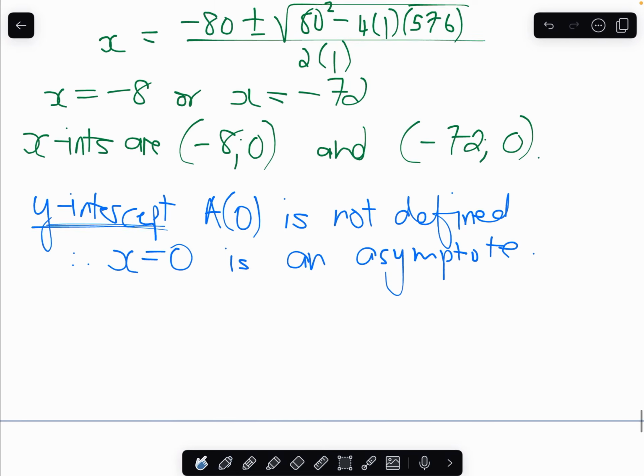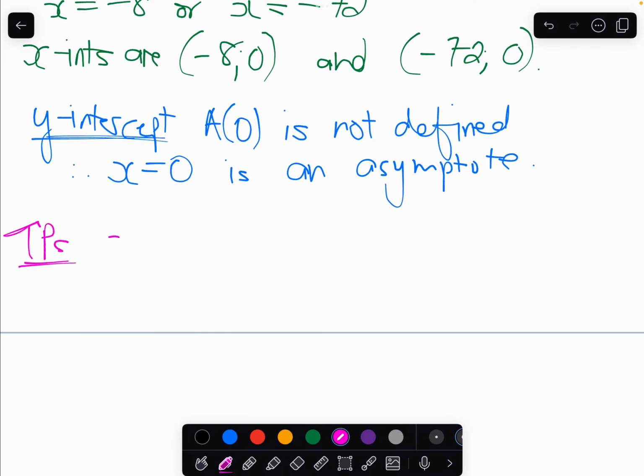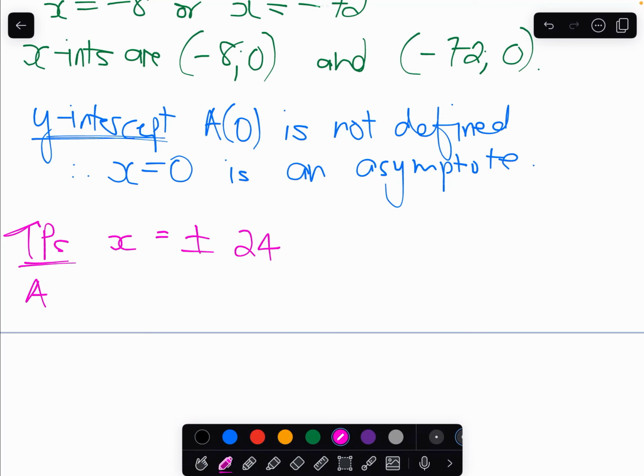Right? Cool. Then next up, we already know some of our turning points. We found that our turning points occur at x is equal to plus or minus 24. And did we figure out the value of the function at either of those? No, we didn't. So let's do that now.